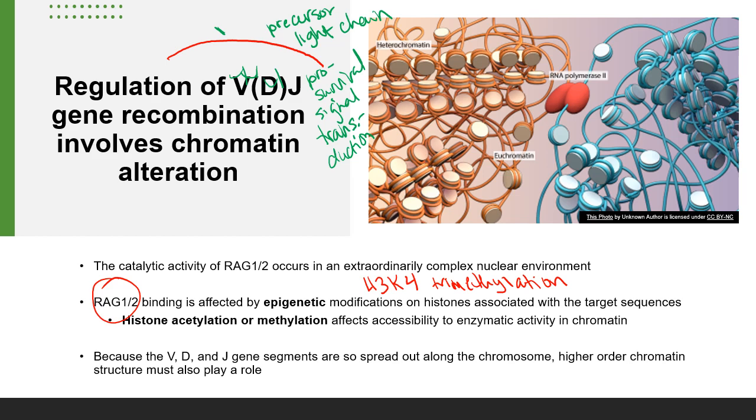I assume if a cell had a mutation and it could no longer produce that, it would also die. Yes, if a cell has a mutation and it cannot go through this process, or if RAG1 and RAG2 are missing and it cannot go through this process, you do not make functional B cells.